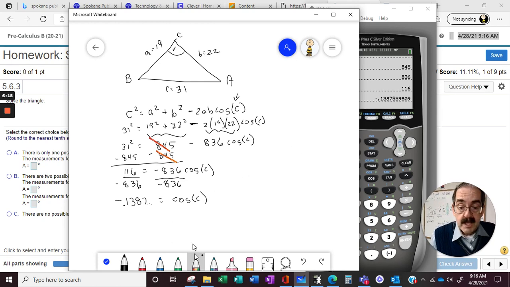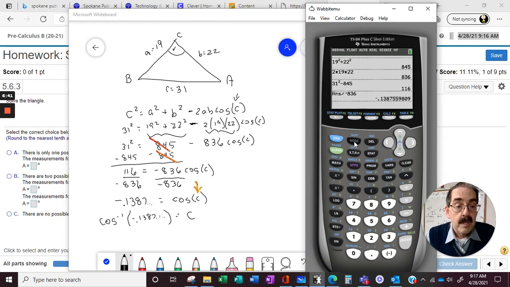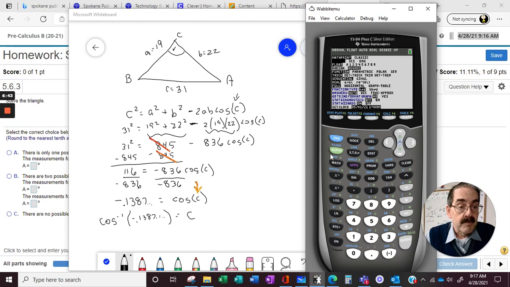But we need to get in here. We need to calculate for C. Well, that's called the arc cosine, the inverse cosine, to equal C. Okay? Now we go to our calculator. I want to make sure I'm in degree mode. I'm in degree mode, so I'm happy.